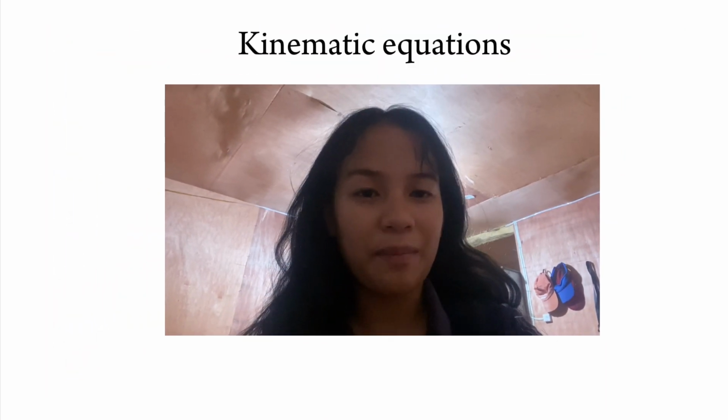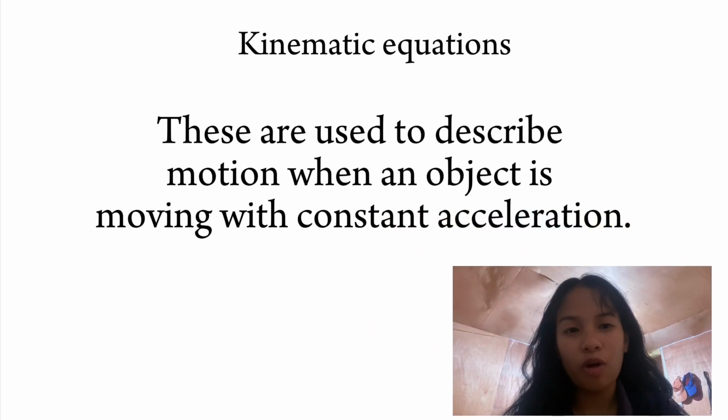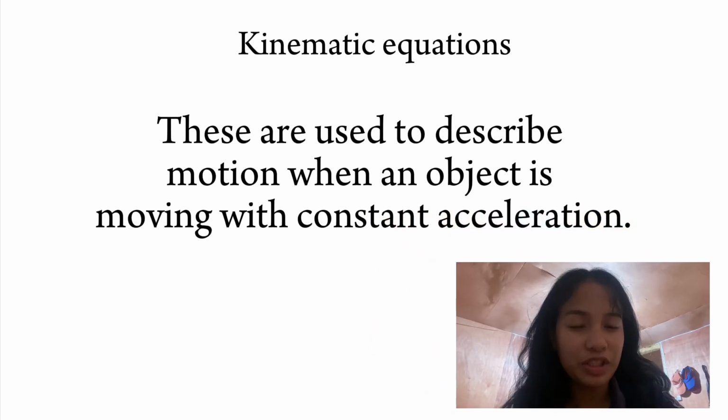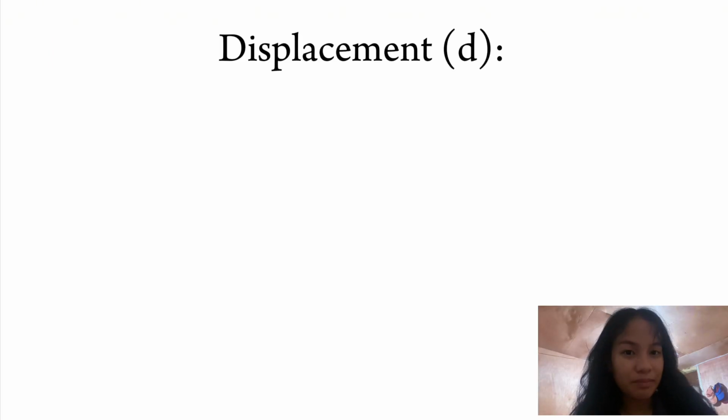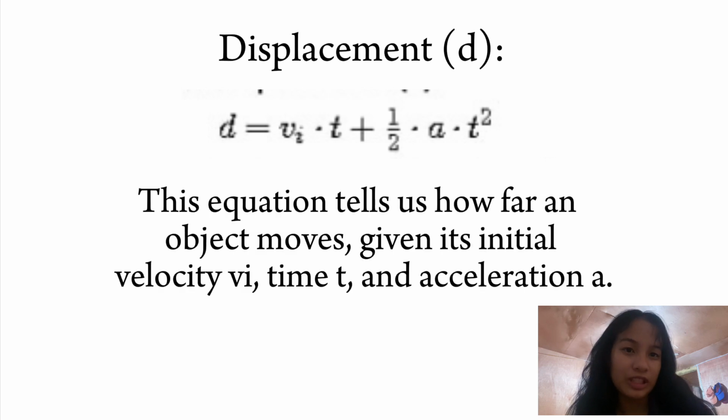Let's start with the kinematic equations. These are used to describe motion when an object is moving with constant acceleration. Here are the key equations. Number 1. Displacement. This equals Vi multiplied by t plus 1/2 multiplied by a multiplied by t squared. This equation tells us how far an object moves given its initial velocity Vi times t and acceleration a.